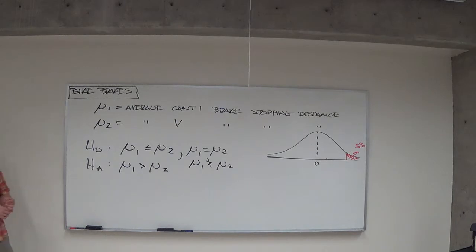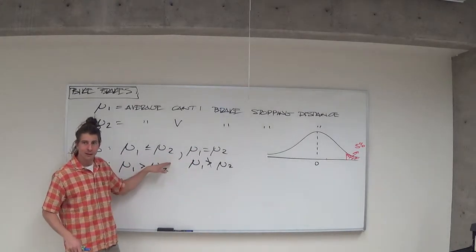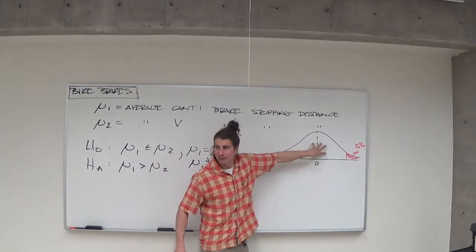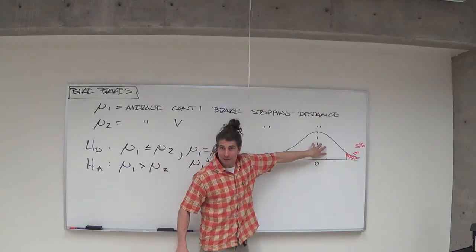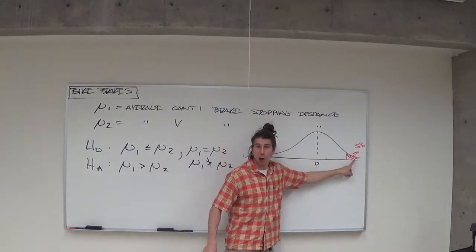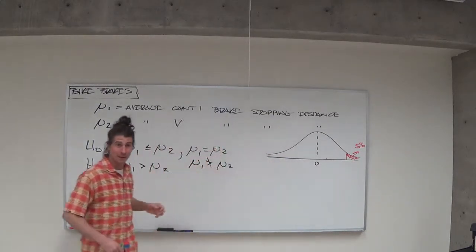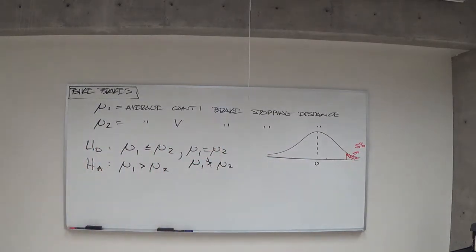Cool? Because if any of these are true, that means we're here. We're still on the curve of the cantilever and the V-brake being the same. This means the cantilevers are worse, which means they're taking more distance to stop. Good? Let's do an error analysis.